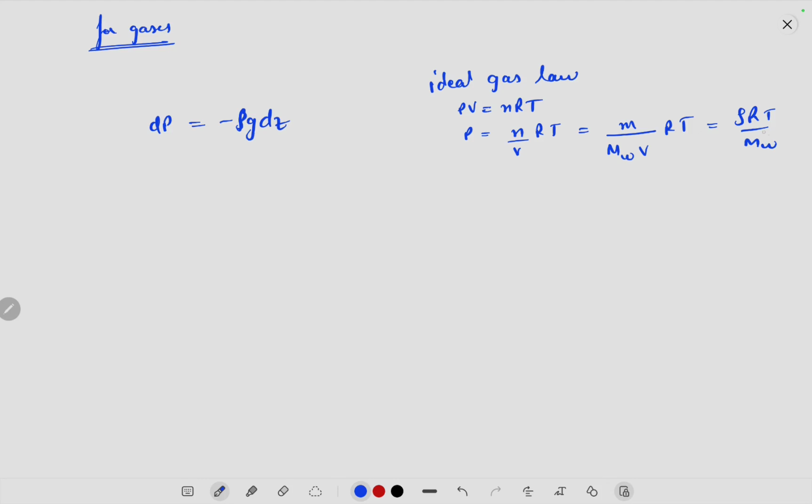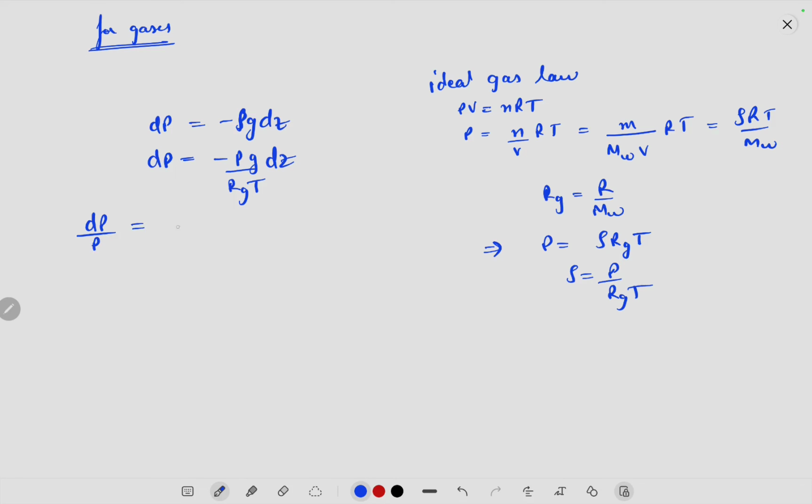And for different gases we know the value of R by MW. We also write this as the specific gas constant. The same as this, P will become rho Rg times T. So we'll just plug in this expression for density, P by Rg times T. So this would become dP is equal to minus P by Rg times T into g into dz. So plugging in P there, dP by P is equal to minus of g dz upon Rg T.